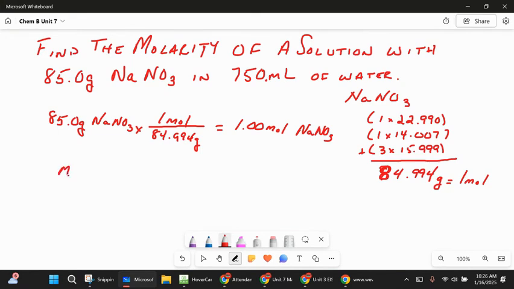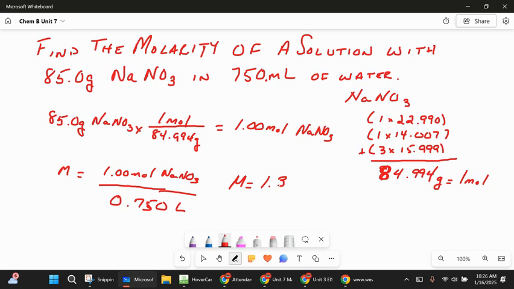So to find molarity, it is equal to the moles over how many liters of solution? 0.75 liters. Remember, we need to convert this into liters. So what does the molarity become? 1.39. There you go, ladies and gentlemen.